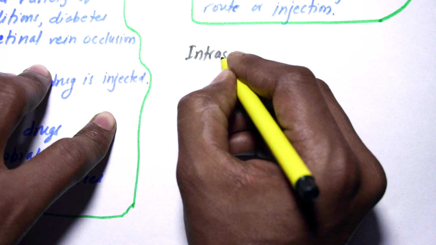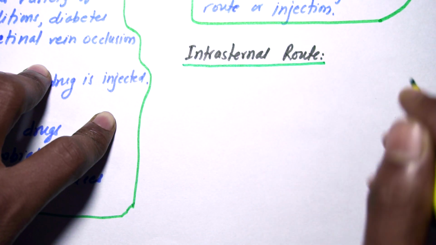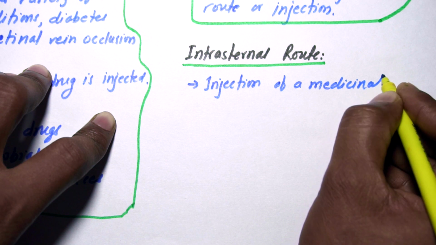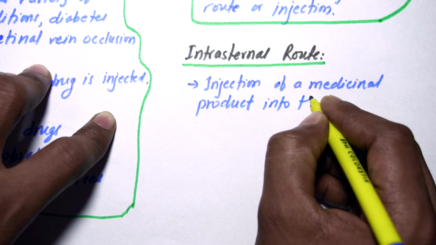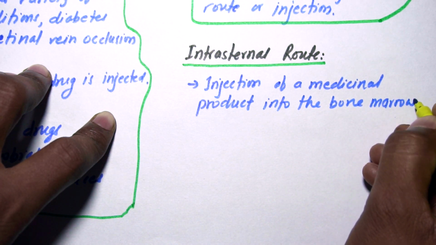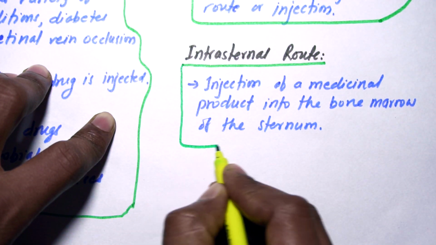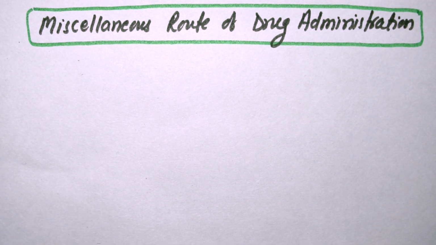Now the last one is the intrasternal route. Okay. So injection of a medicinal product into the bone marrow of the sternum is called the intrasternal route. Okay. It is given to the sternum bone. Okay. With these, parenteral routes are over. Okay. Now we will discuss miscellaneous routes of drug administration. Okay. These routes are rarely used nowadays.